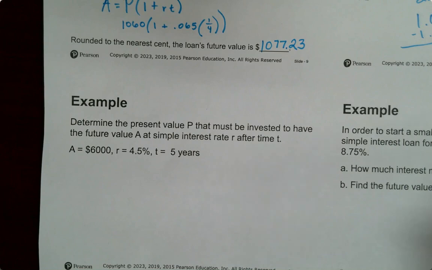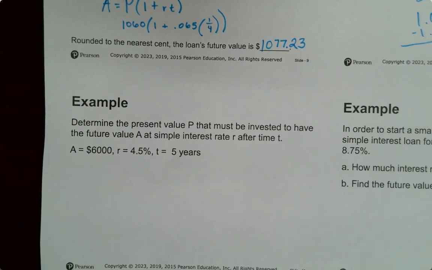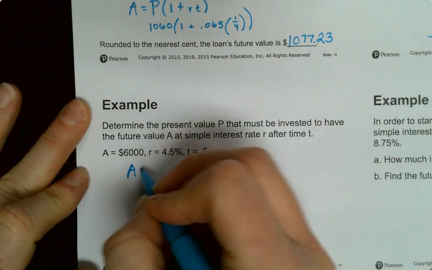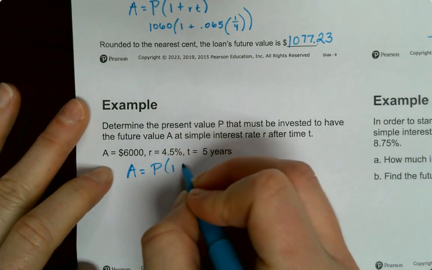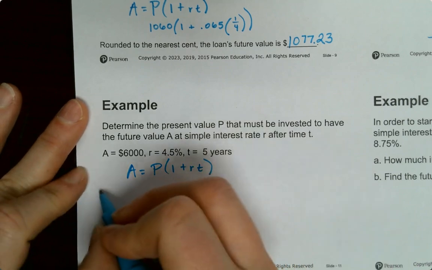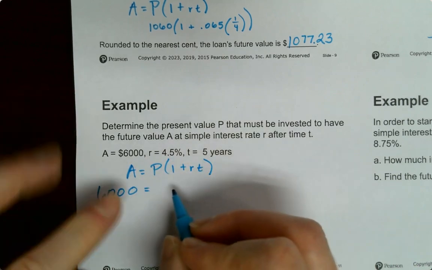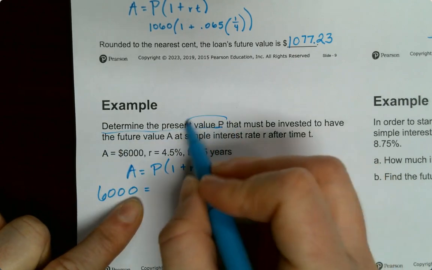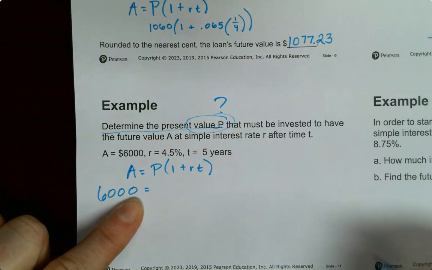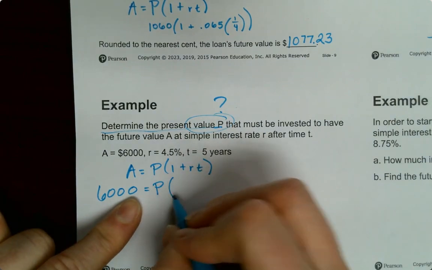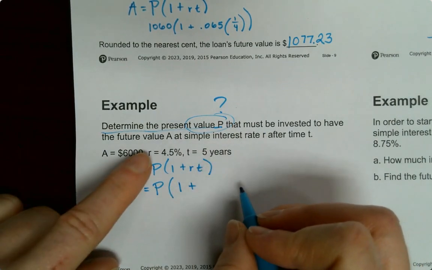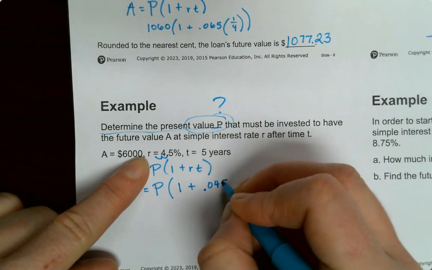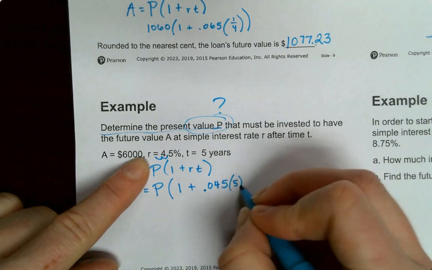More examples. Determine the present value that must be invested. So now we're given the future amount. Remember our formula. 6,000 is the future value. Principal, we don't know what that is. It says determine the present value, so that's our unknown. We're going to leave it as P, or you can put it as X, times 1 plus R, I'll move it over 2 places, would be 0.045 times 5.